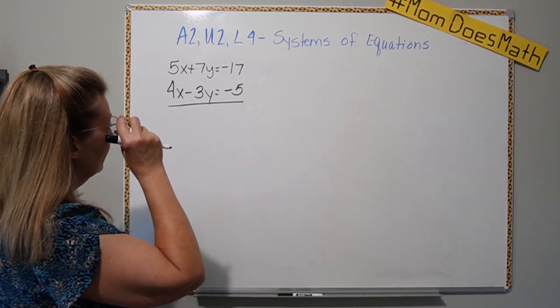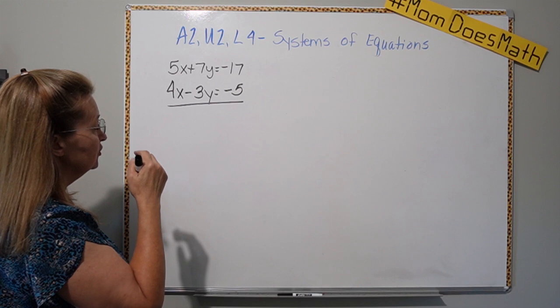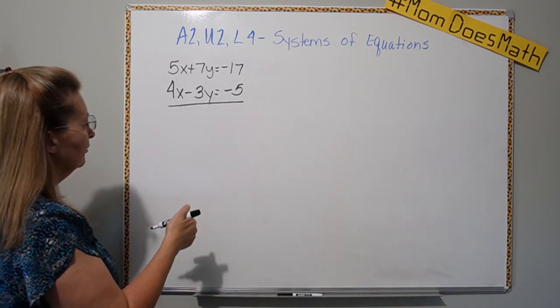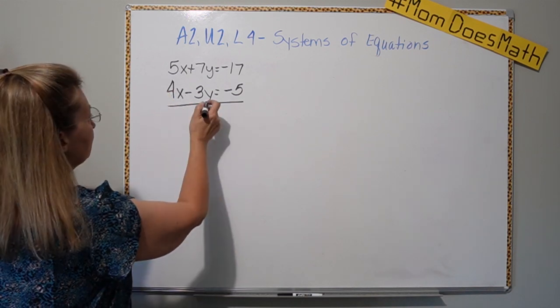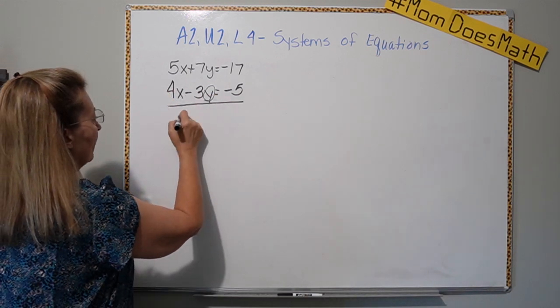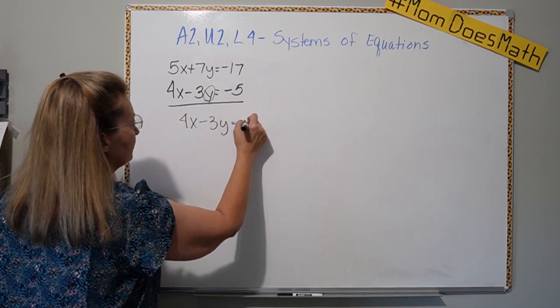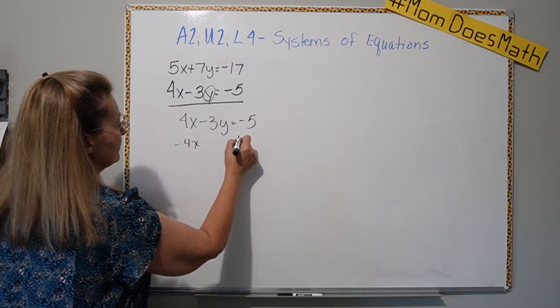Okay, let's look at number 12. We have two equations, two variables, and we're going to solve by substitution. So we're going to pick one of the equations and solve it for one of the variables. Now, I'm actually going to pick the second equation and I'm going to solve it for y. So I'm going to take 4x minus 3y is equal to negative 5. And then I'm going to subtract 4x from each side.